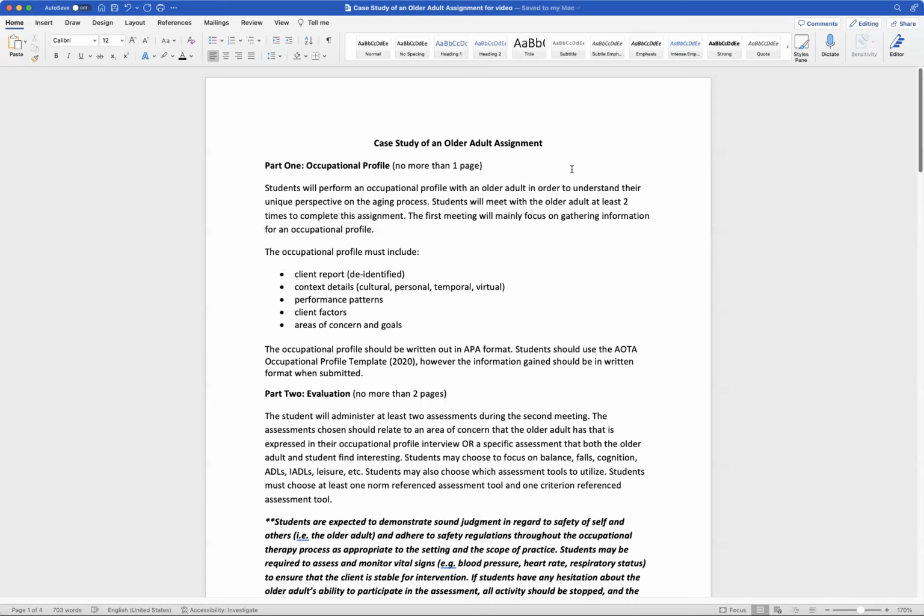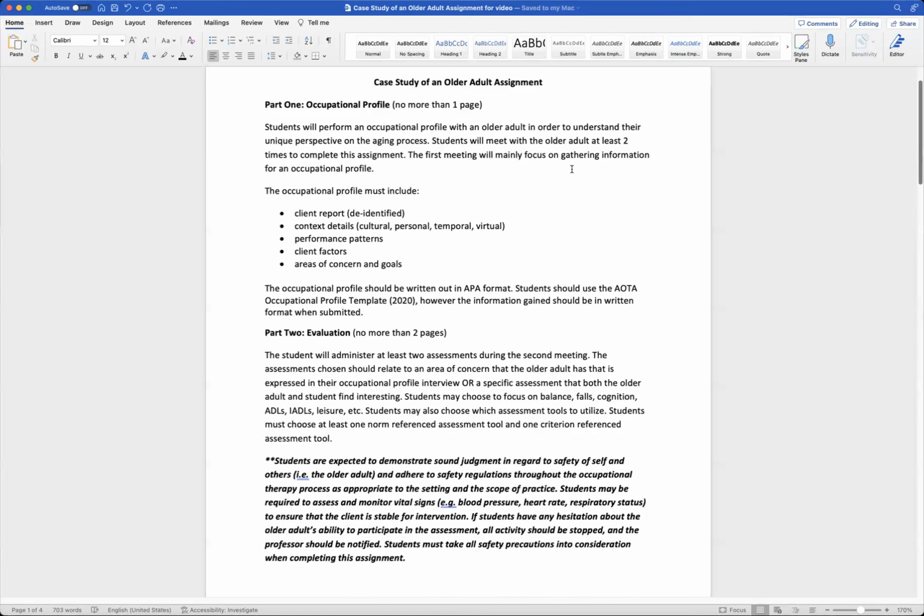It's no more than 1 page. You will perform an occupational profile with an older adult in order to understand their unique perspective on the aging process. You will meet with the older adult at least 2 times to complete this full assignment. The first meeting will mainly focus on gathering information for this part one, the occupational profile.